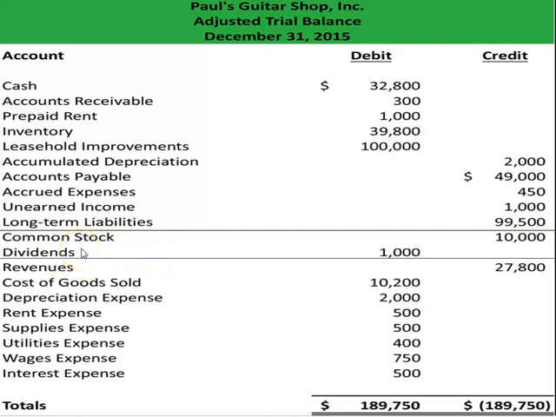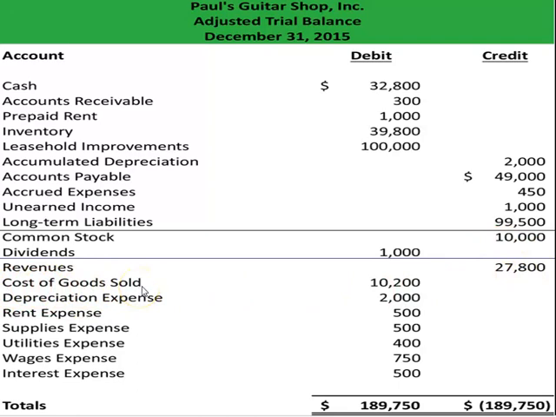So again, dividends will absolutely show up on the adjusted trial balance. It just won't show up on the balance sheet. Then we move in, we have our revenues here. For this company it's 27.8. We do have a new expense account called cost of goods sold.